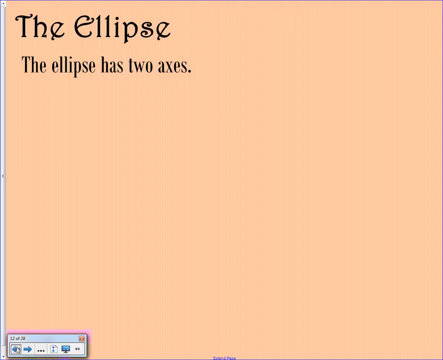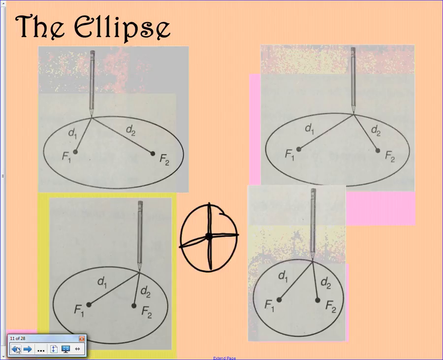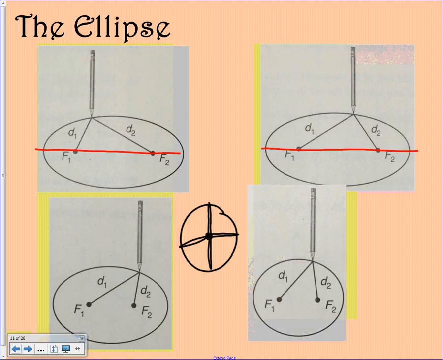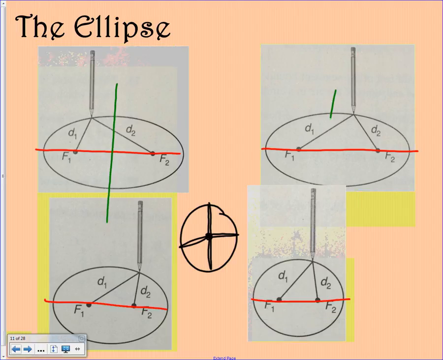I'm going to go back to these pictures. Our major axis would be here, here, here, and here. And then your minor axis is going to go through about there, there, maybe there, and there. You've got a major axis that the foci are on, and then the minor axis.